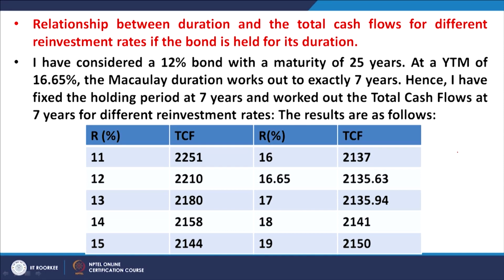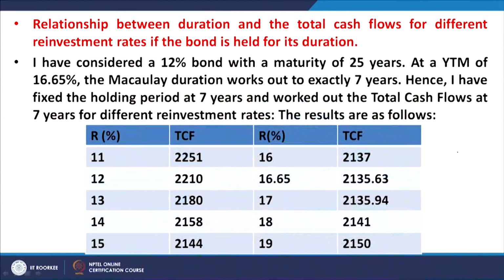Number one, if you compare the change in the total cash flow when the reinvestment rate changes from, say, 11% to 12%, the cash flow changes by 41 units. However, if you work out the change in cash flow when the reinvestment rate changes from 16% to 17%, the change is hardly 1 unit, slightly more than 1 unit maybe. So, this is very interesting.